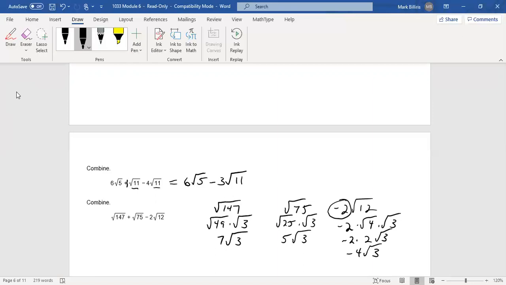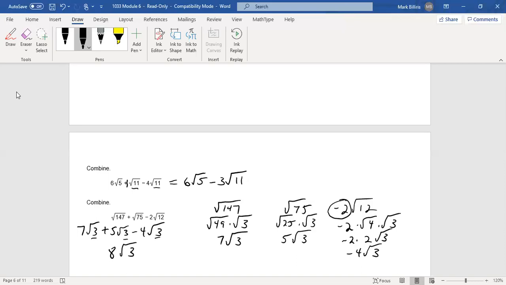So I'm going to rewrite my original problem in its simplified form. It's going to be 7 square roots of 3 plus 5 square roots of 3 minus 4 square roots of 3. So remember, I'm combining like terms. Since they all have the same radicand, I'm just going to combine the coefficients. So 7 plus 5 is 12, and 12 minus 4 is 8. So our answer would simply be 8 square roots of 3.